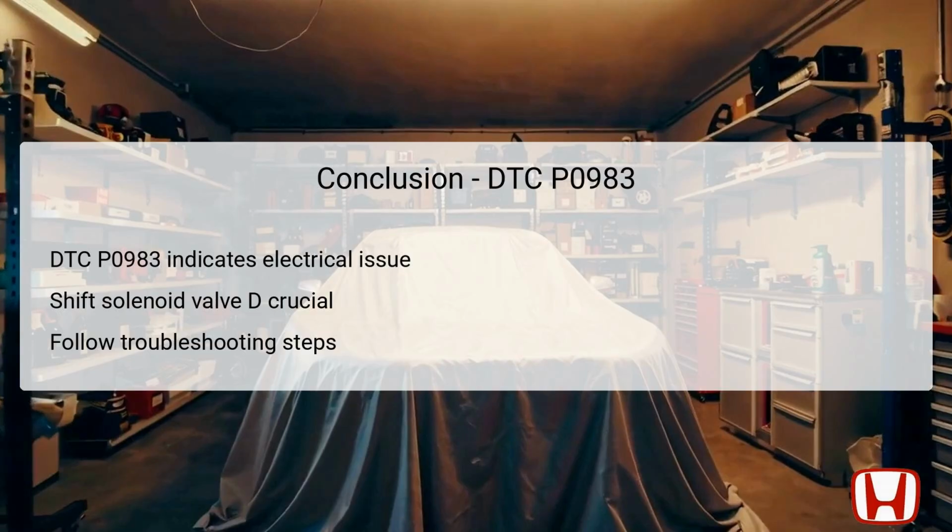Following the structured troubleshooting guide is vital for accurately diagnosing and resolving the problem effectively. Each step, from verifying DTC presence to checking wiring connections and solenoid function, plays an important role in isolating the fault. Ultimately, properly addressing this DTC not only restores the intended shifting operation of the transmission, but also ensures optimal overall performance of the vehicle.